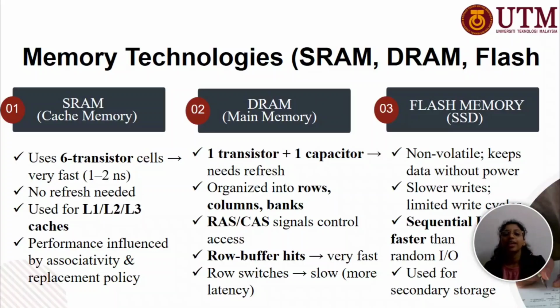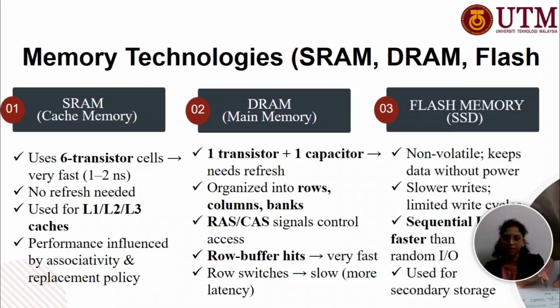The second is DRAM, which is our main memory. It's slower and needs periodic refresh. It uses RAS and CAS signals to access rows and columns inside the memory banks. If multiple accesses hit the same row buffer, it becomes very fast, but random access slows it down.